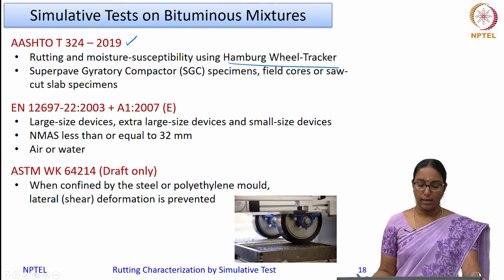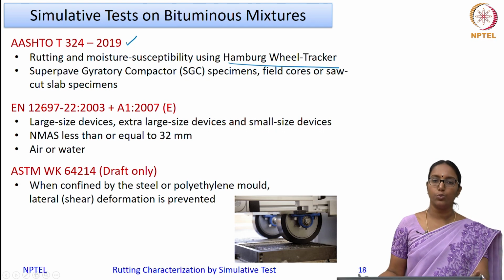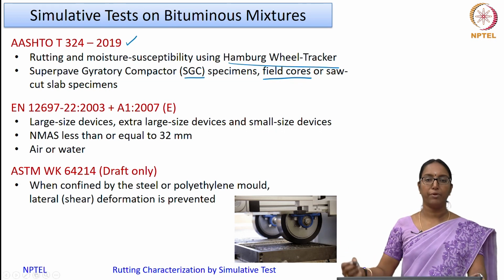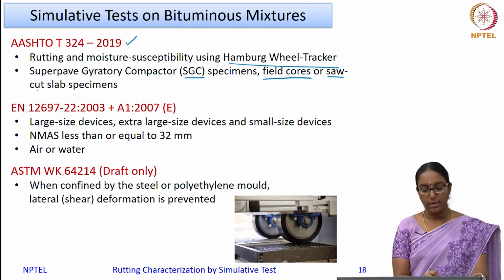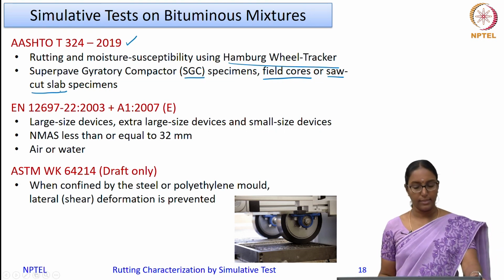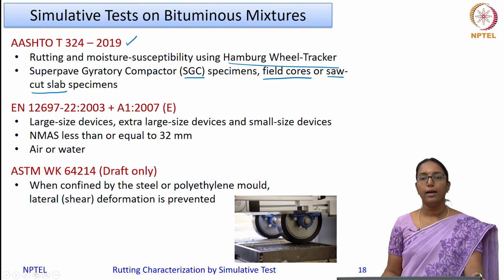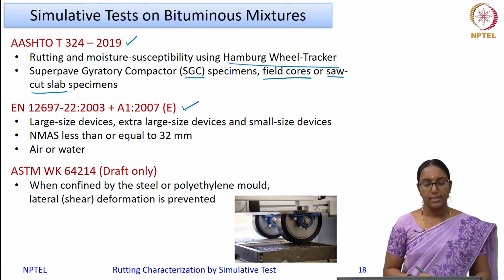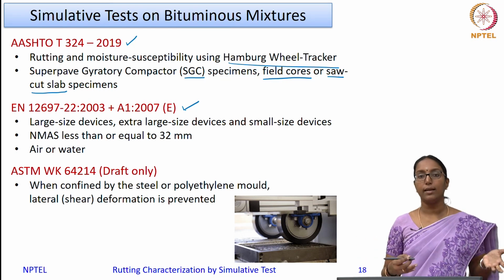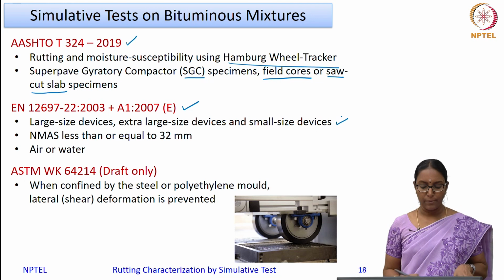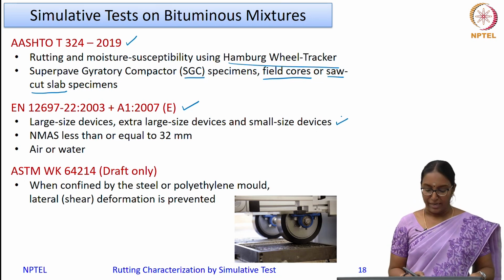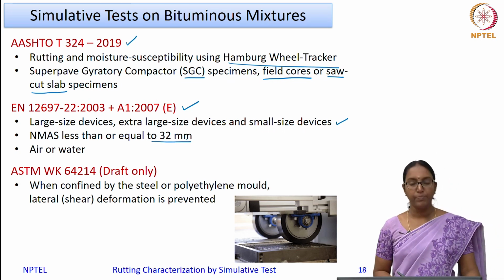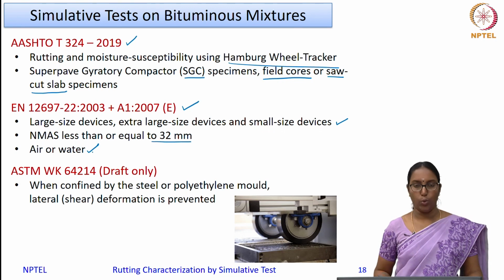Now, the specimens for this testing are either cast using a Superpave gyratory compactor, or you can have field cores taken from the field, or saw-cut slab specimens can also be used in this test as per this test procedure. The next is the European standard EN 12697, which suggests the use of extra large size, large size and small size devices, wherein the rutting susceptibility of materials with aggregate size less than 32 mm can be determined. Again, the test can be conducted in air or water.